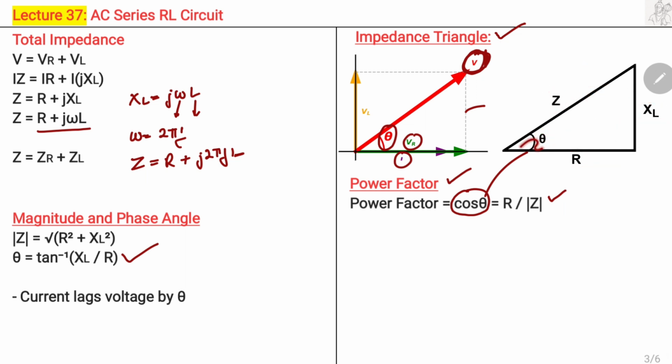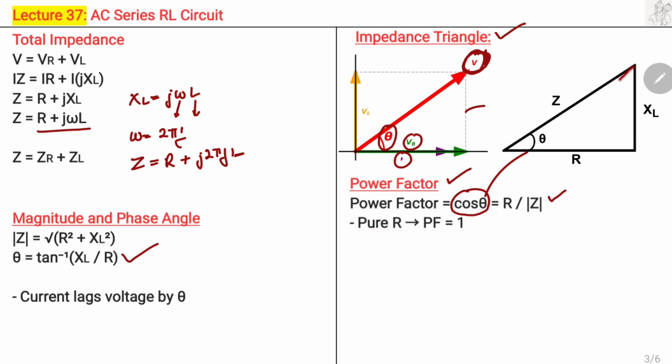Now if we keep decreasing the inductive influence, that is, keep decreasing XL, we can see that theta is decreasing, and when XL becomes equal to 0, that is, no inductive component, theta becomes equal to 0. At this point, the power factor becomes cos 0, that is 1. Therefore, for a purely resistive circuit, the power factor is 1.